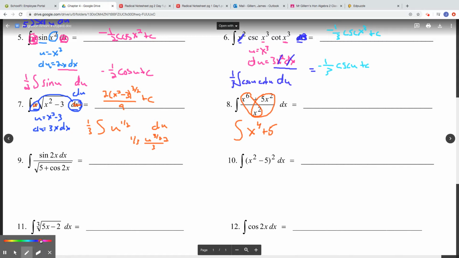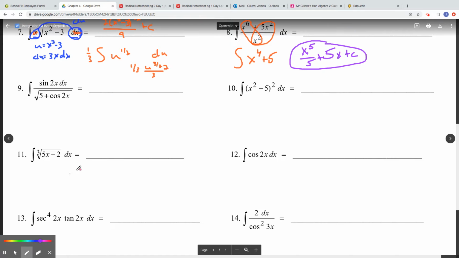All right, so then you just have to integrate each of these. You get x to the 5th over 5 plus 5x plus c. And there is your answer. That's all you have to do. So that one's not a substitution one. That's one that's just like a normal one we've done before.